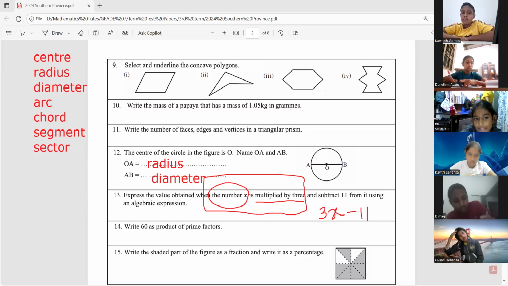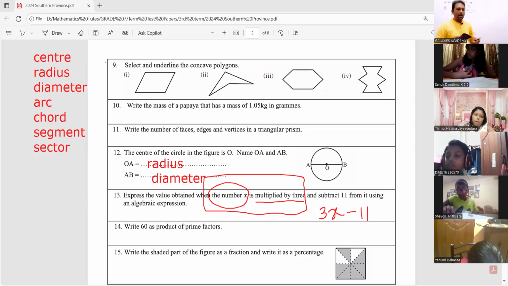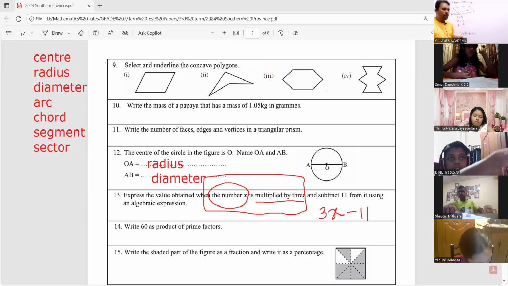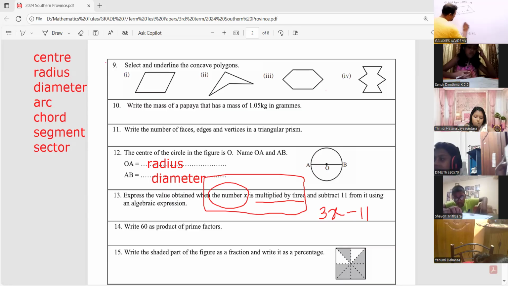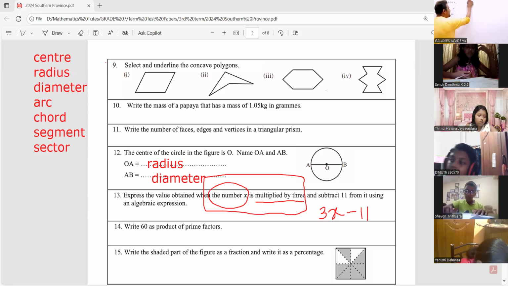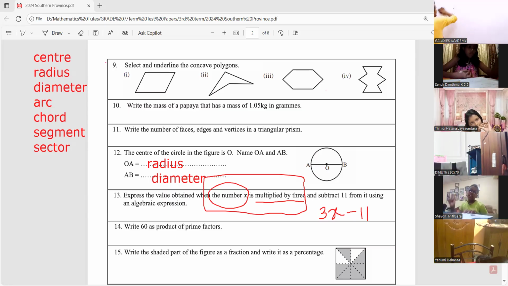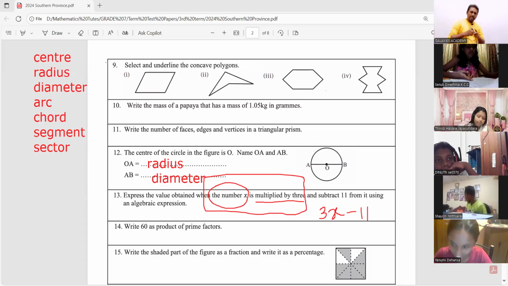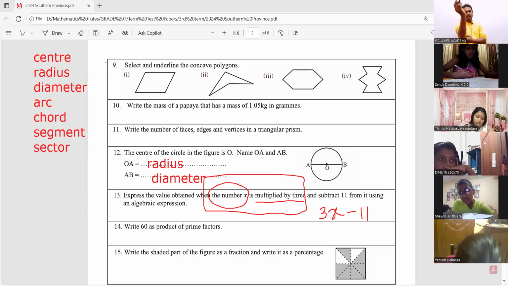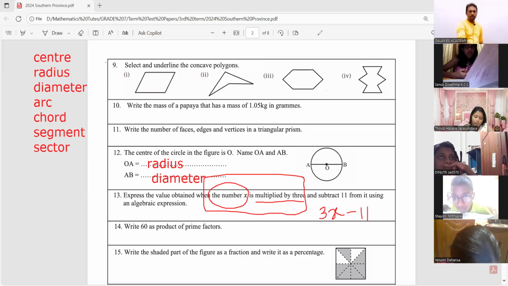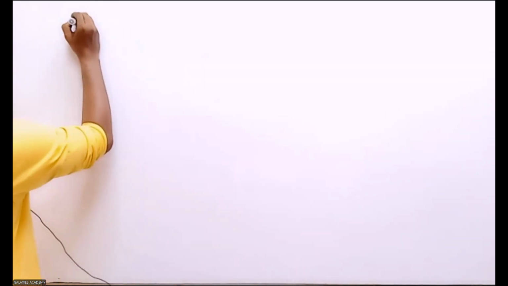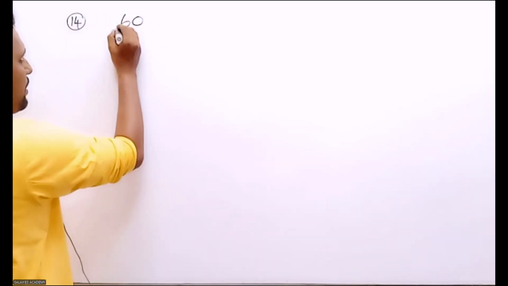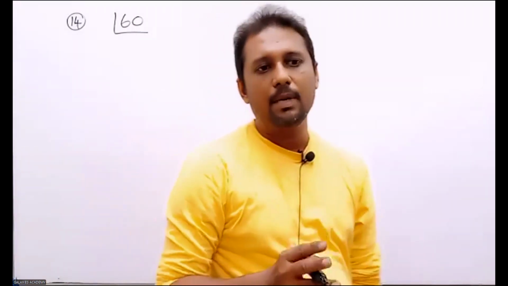Right, the 14th question. Also you can revise this knowledge. Write 60 as a product of prime factors. Also, this is important to find the LCM and also the HCF, right? To find both of them, you have to use this knowledge. What you have to do is write 60 as a product of prime factors. You have to divide by prime numbers. What are examples of prime numbers? The smallest prime number is 2.